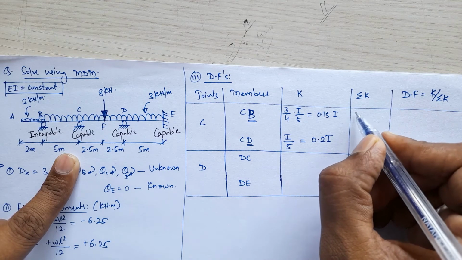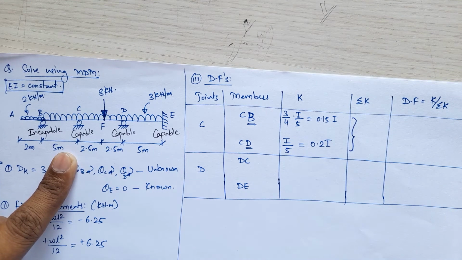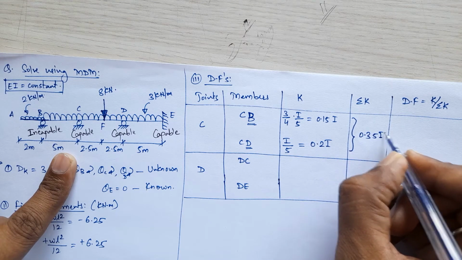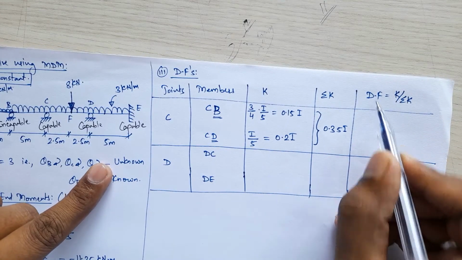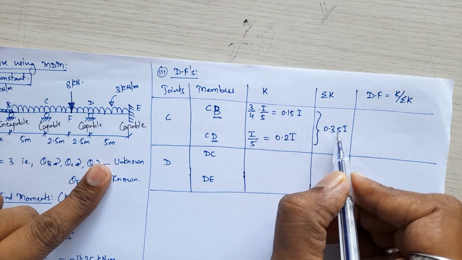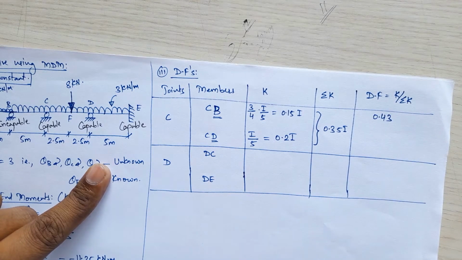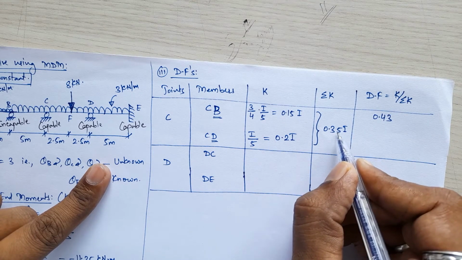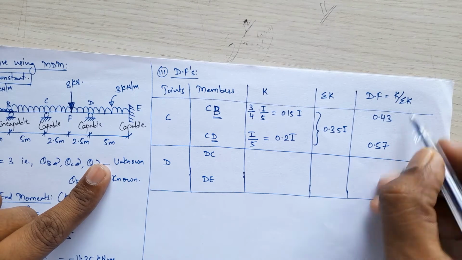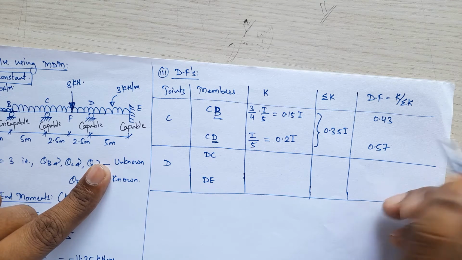Okay. Next, the total stiffness. Total stiffness is the summation of all the relative stiffness of all the members meeting at a joint. So 0.15 plus 0.2, I get 0.35 of I. In the last column, the distribution factor for member CB is K divided by summation of K. That is 0.15 I divided by 0.35 I, the I cancels, and it comes to 0.43. Same way, 0.2 I divided by 0.35 I is the distribution factor for CD, which comes to 0.57. Check whether the addition of these two values is 1 or not. 0.43 plus 0.57 is equal to 1.